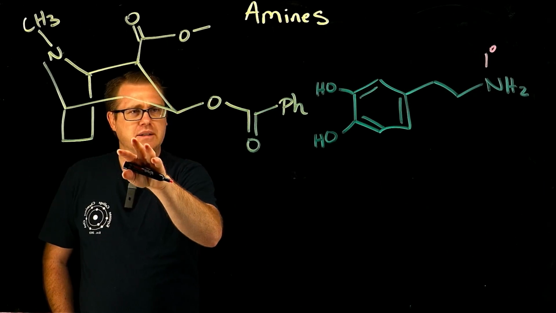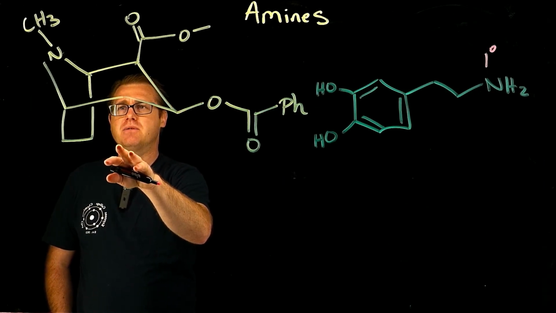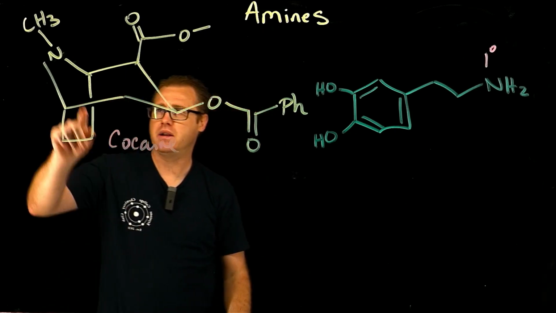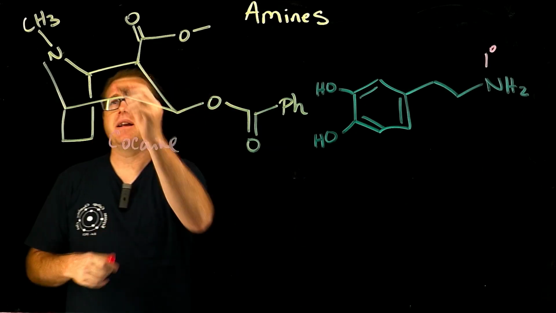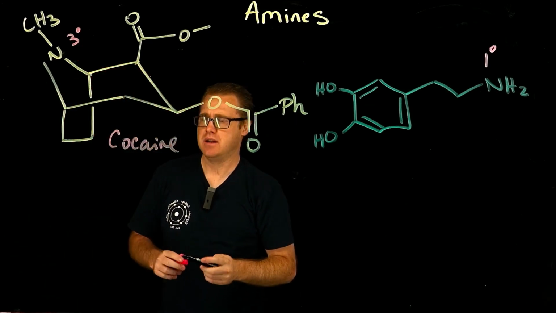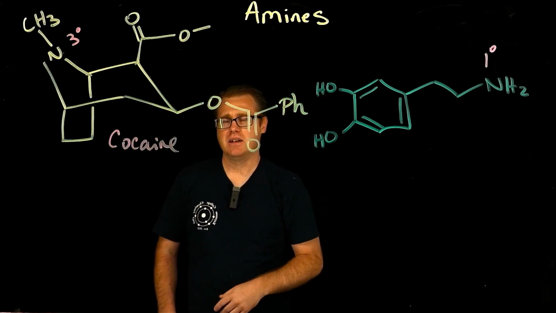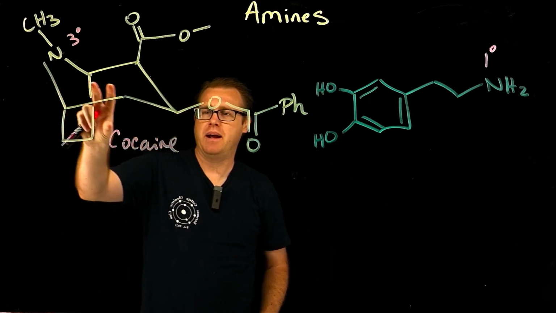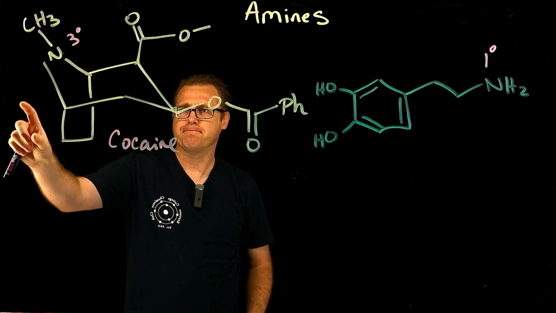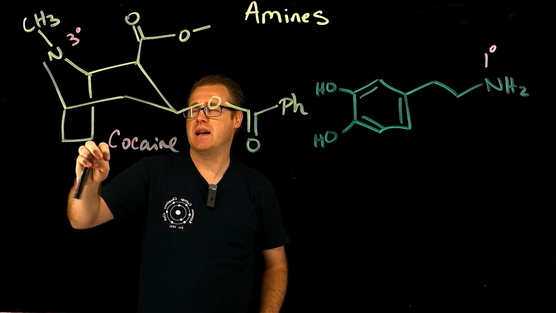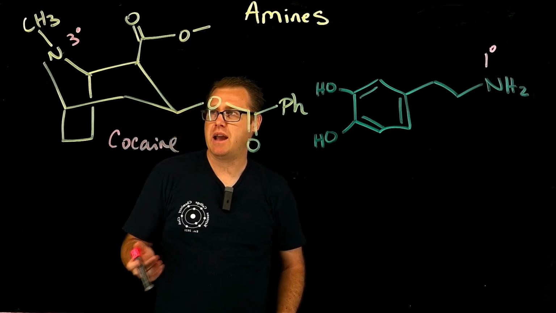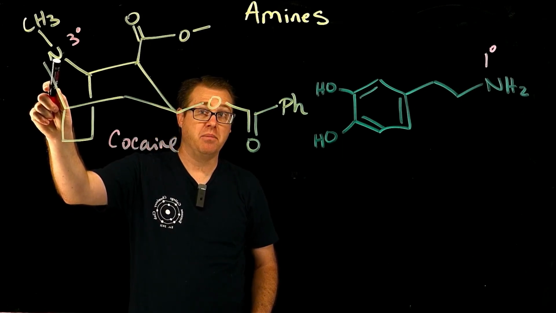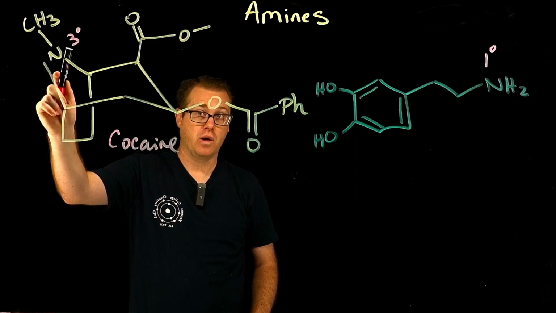Any idea what this molecule is right here? This one is cocaine. You can see that there's one nitrogen atom right there, and right now it is a tertiary amine. As a forensic scientist, I know a little bit about cocaine because it's a pretty prevalent drug in our society. But there's a difference between cocaine, crack cocaine, and all these different versions, and it all comes down to this amine right here, whether it's protonated or not.